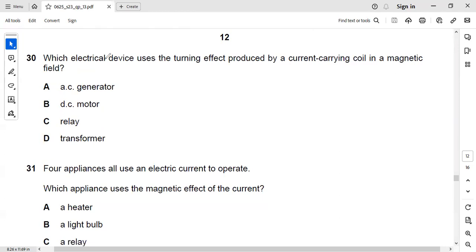Next, which electrical device uses the turning effect produced by a current-carrying coil in a magnetic field? Here, AC generator, DC motor, relay, and transformer are given. When an electric current flows through the coil, it interacts with the magnetic field, creating a mechanical force or a turning force which causes the coil to rotate. That is happening in a DC motor. So the right answer is B, DC motor.